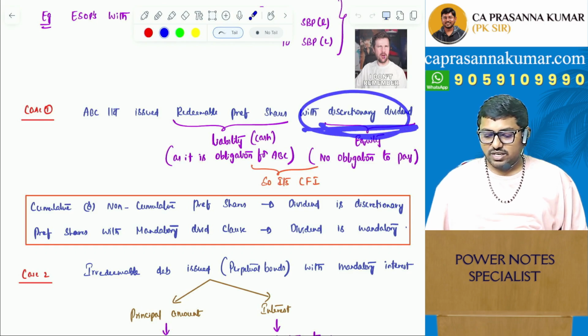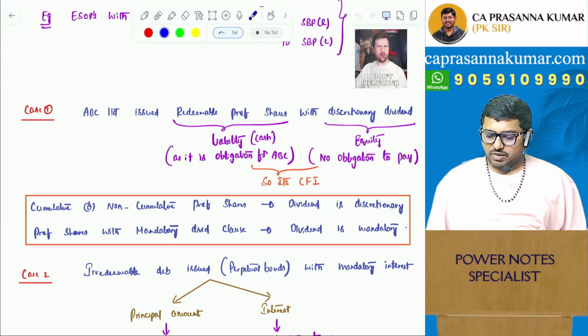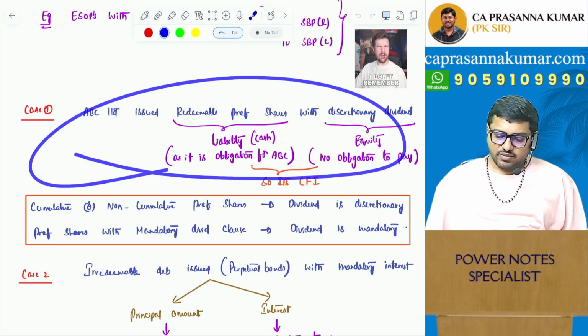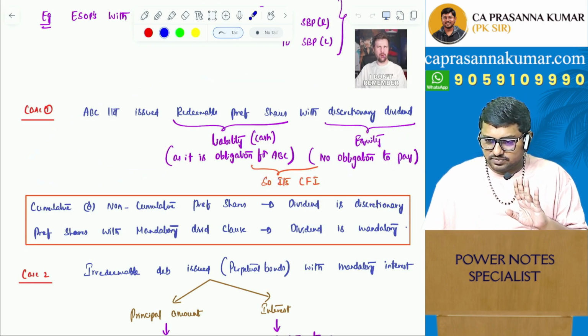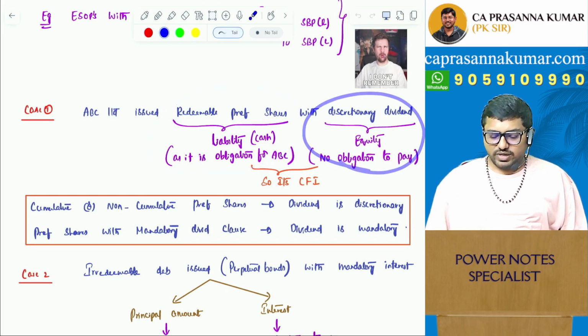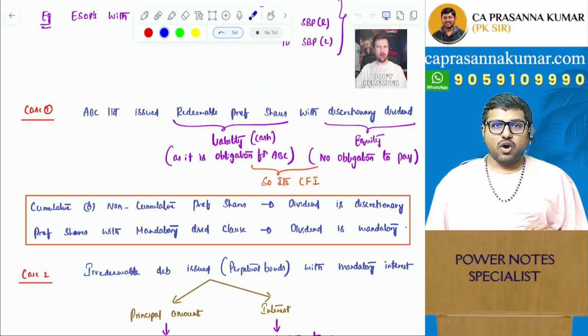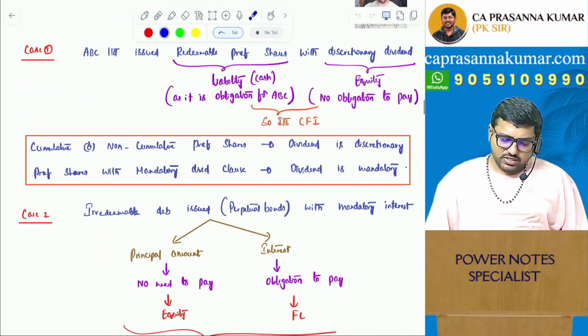Therefore, that discretionary dividend part we can call as equity because you don't have any obligation to pay. So, in one instrument, you have financial liability as well as equity. Therefore, it's called a compound financial instrument. Okay. Now, few more things we'll see.